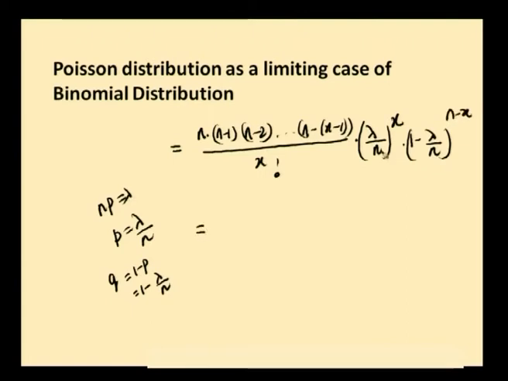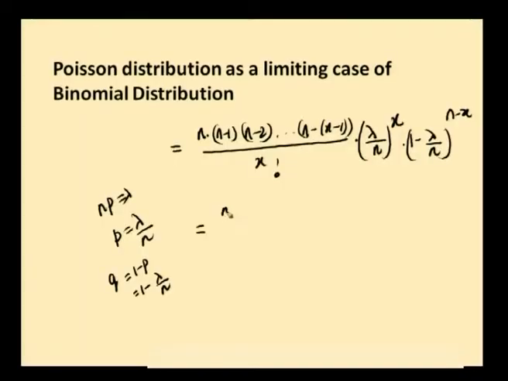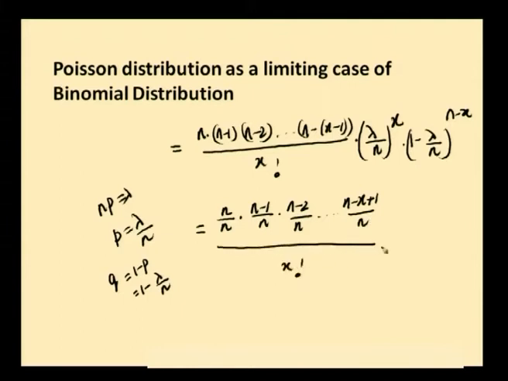Now, n is being distributed for these x factors. n into (n minus 1) into (n minus 2) etc. up to (n minus x plus 1) is the product of x factors. So, I distribute it as n by n into (n minus 1) by n into (n minus 2) by n etc. up to (n minus x plus 1) divided by n, the whole thing by x factorial, and then lambda power x, because the n power x is being distributed here, and you will have (1 minus lambda by n) whole power n into (1 minus lambda by n) whole power minus x.